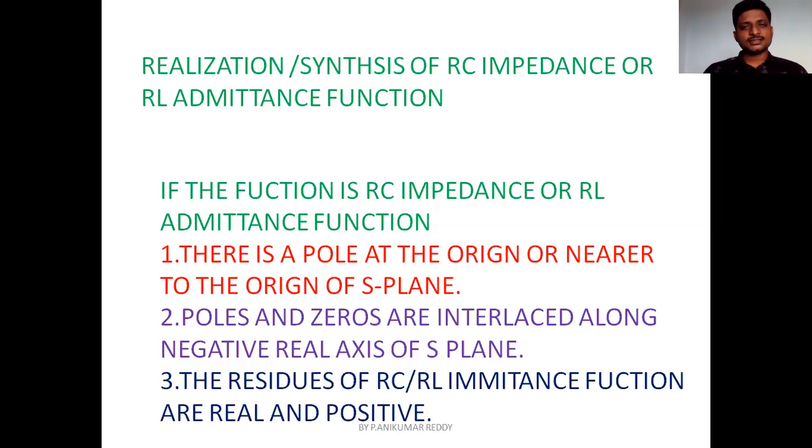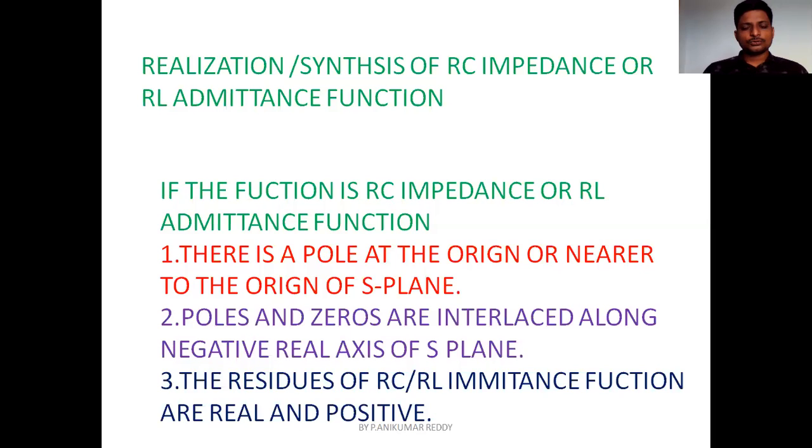And the third point is that the residues of an RC impedance or RL admittance function must be real and positive. Residues means that when you are doing partial fractions, you must get only positive partial fractions. But if you are getting any negative residues or negative fractions, then it is not an immittance function. And immittance means the combination of both impedance and admittance. Impedance and admittance functions are collectively called immittance functions.